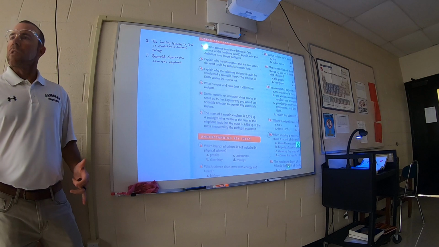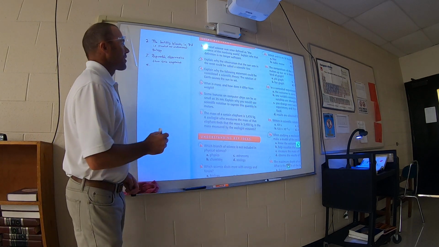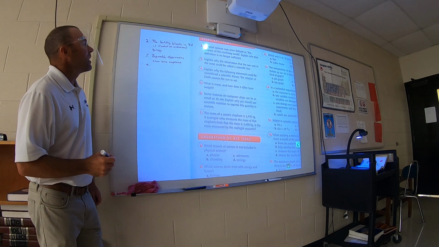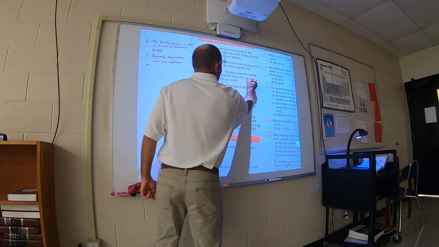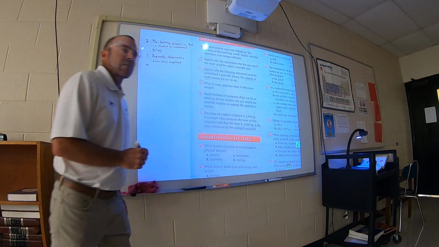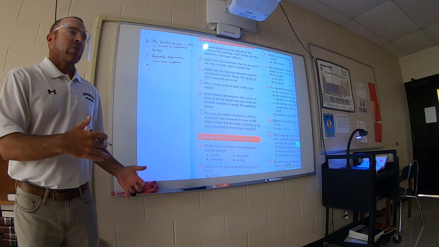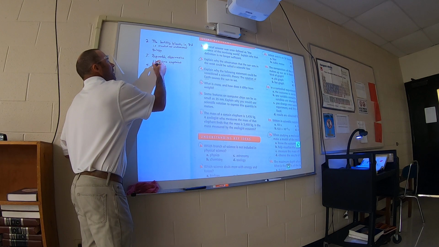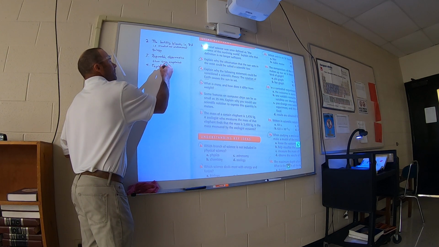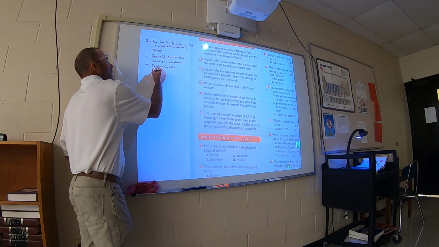Which leads us to the next one, number 4. Explain why the following statement could be considered a scientific theory. The rotation of the earth causes the sun to set. Well, they have an explanation here: the rotation of the earth causes the sun to set, right? So this is an explanation of an everyday observation. So that's why it's a theory. It's an explanation of an observation.